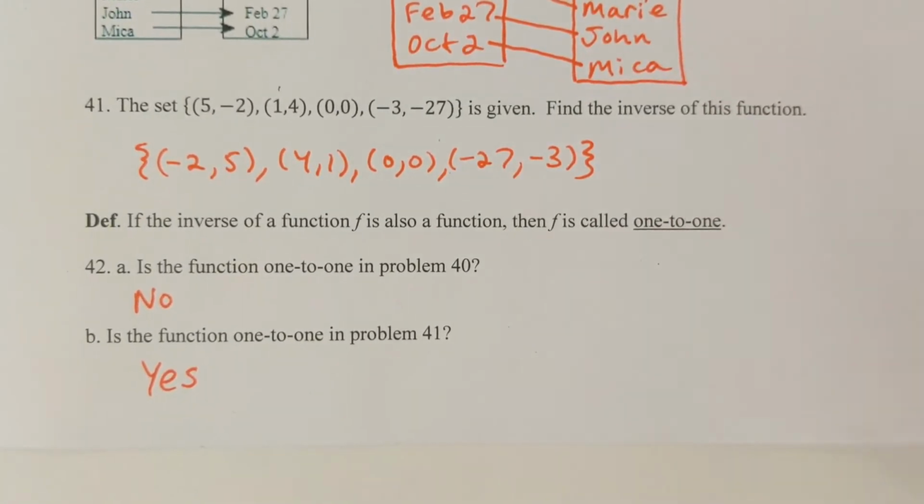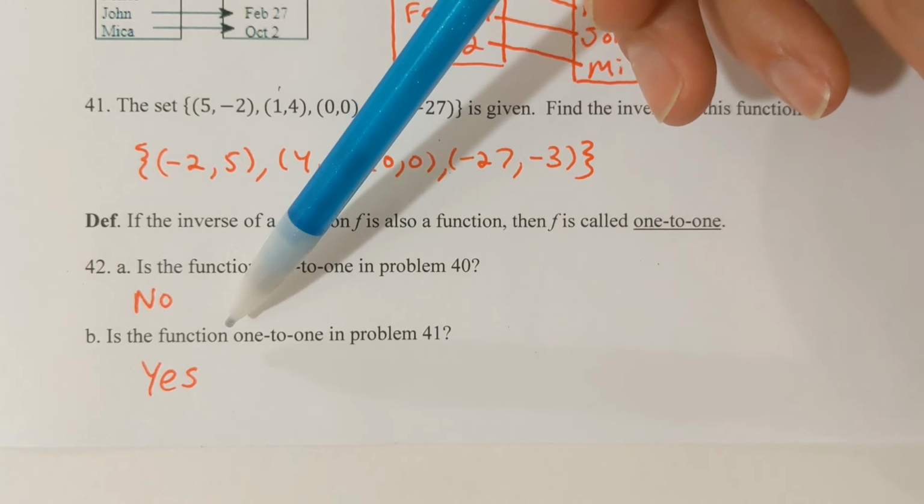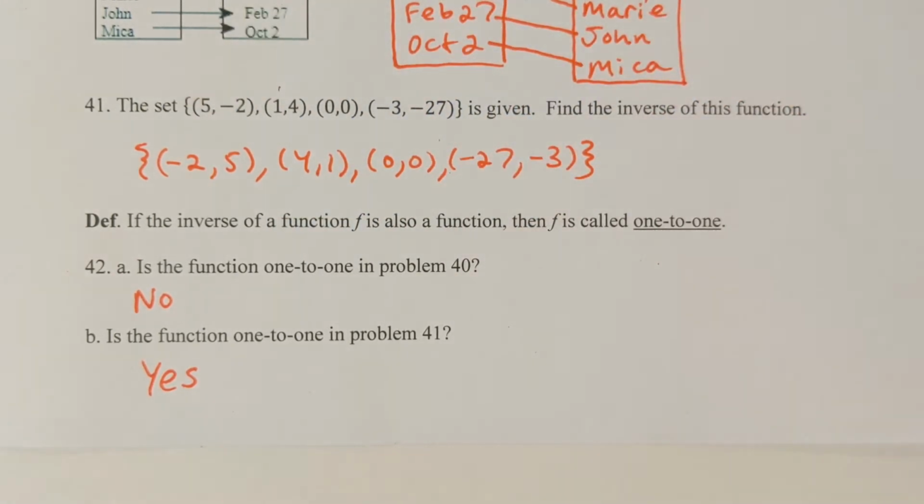How about part B? Is the function 1-to-1 in problem 41? Here is this set of points, which I mentioned is a function. Find the inverse of this function. We've done that, right? This set is my inverse. Notice how we do still have a function. When I look at this set of points, each x is going to one y. So the inverse is a function, therefore the function is 1-to-1 in problem 41.